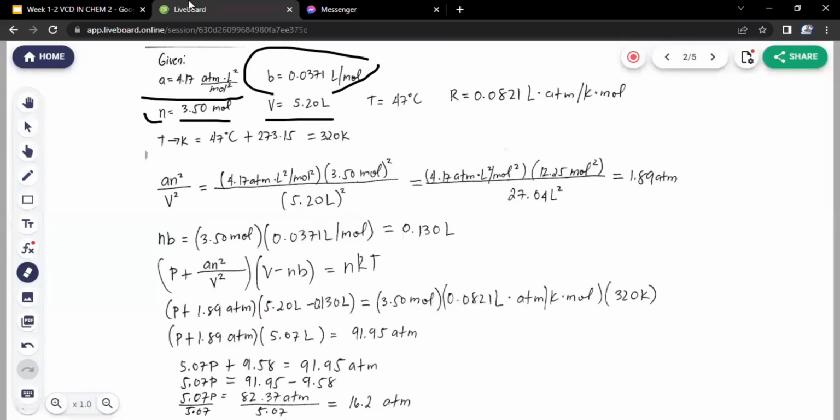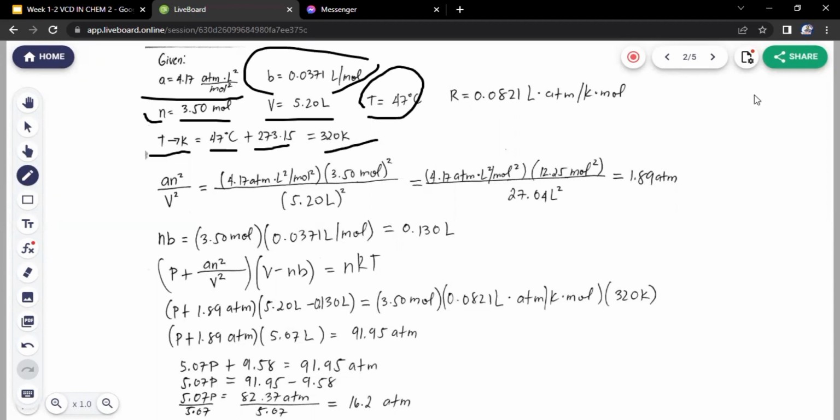And then the capital R is the ideal gas constant, which is 0.0821 L·atm over K·mol. We have to convert the temperature because the standard unit for the temperature of gases is always Kelvin. So you have to convert degrees Celsius into Kelvin: 47 degrees Celsius plus 273.15 is 320.15 Kelvin actually, but you can write 320 Kelvin for simplicity.